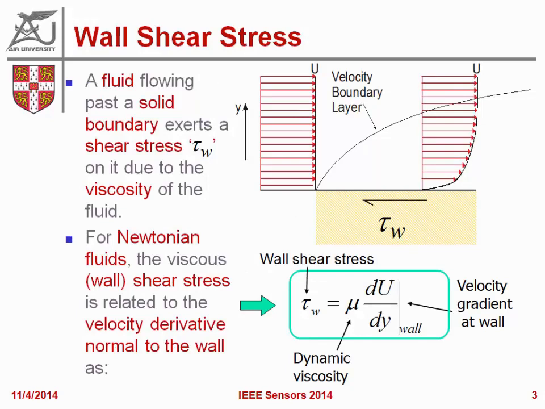The wall shear stress is the viscous force which acts on all solid bodies when any liquid flows on top of them. And for Newtonian fluids, the viscous wall shear stress is given by this mathematical formula, which relates the dynamic viscosity of the fluid with the velocity gradient at the wall. The more this velocity gradient, the higher the skin friction drag or the shear stress. And the more the dynamic viscosity of the fluid, which is a fluidic property, the more the wall shear stress.